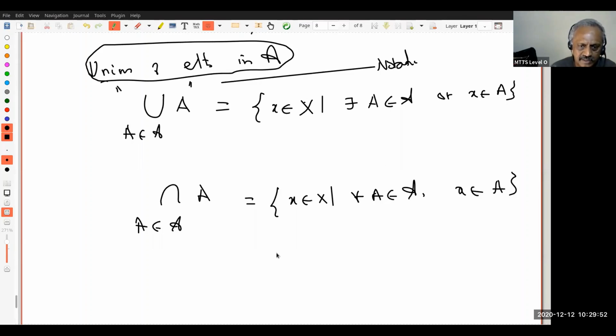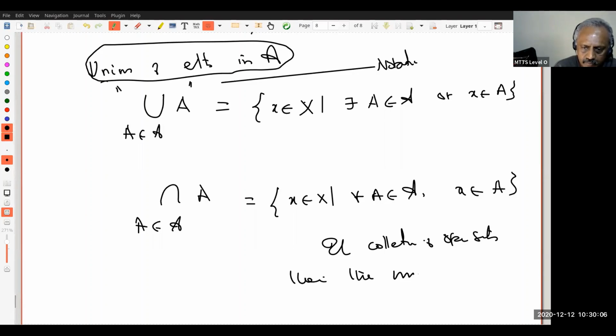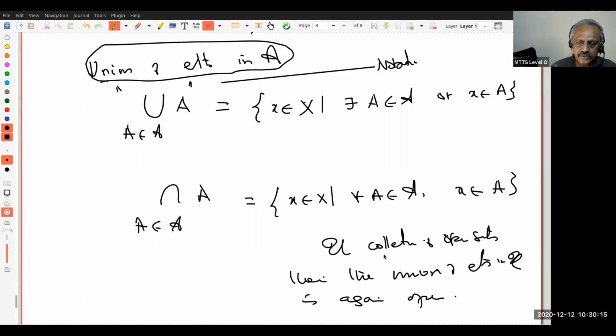For example, in the definition of topology or in the metric space topology, what will you say? If U is a collection of open sets, then the union of elements in U is again an open set. Now you see that it's just a collection of subsets, so I have to talk about the union. How do I do that? This is the way. Please go through it.